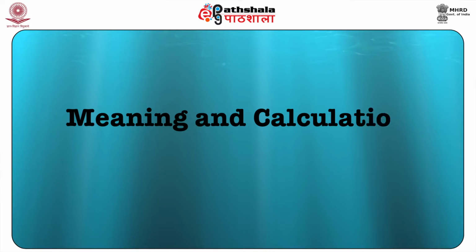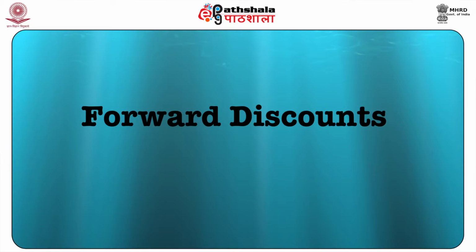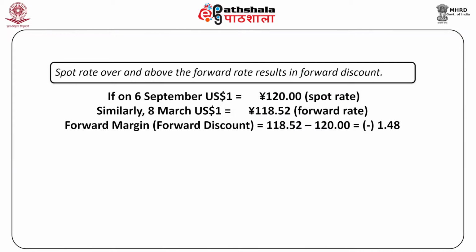Meaning and calculations. Forward discounts. Spot rate over and above the forward rate results in forward discount. Suppose on 6 September US $1 is equal to 120 Japanese yen, that is the spot rate. Similarly, on 8th March, US $1 is equal to 118.52 yen, that is a forward rate.